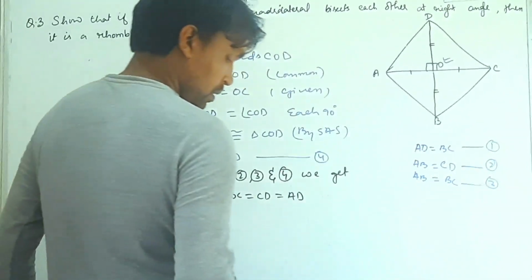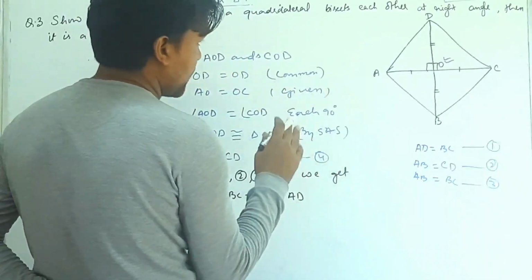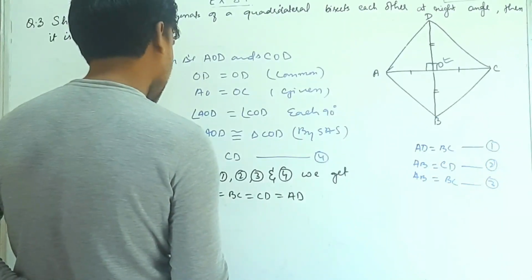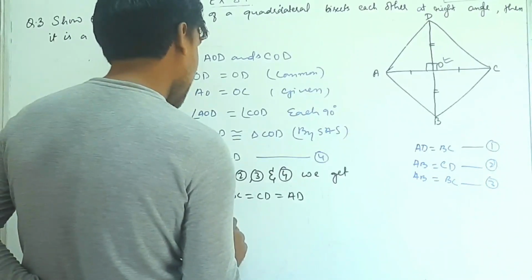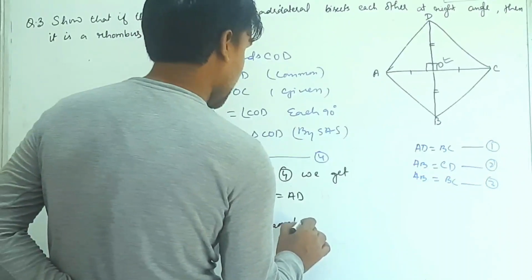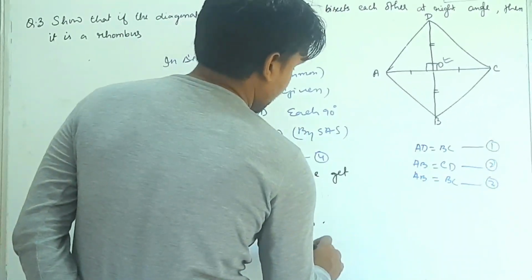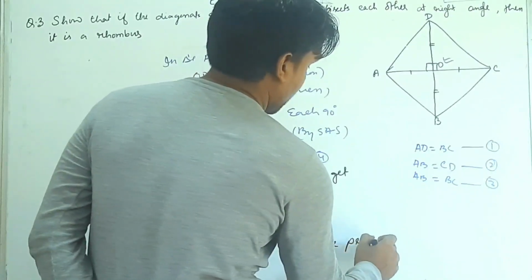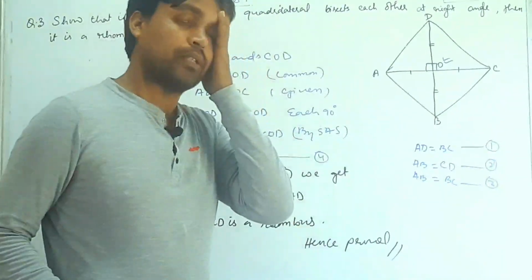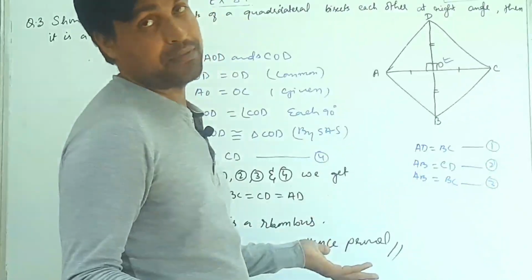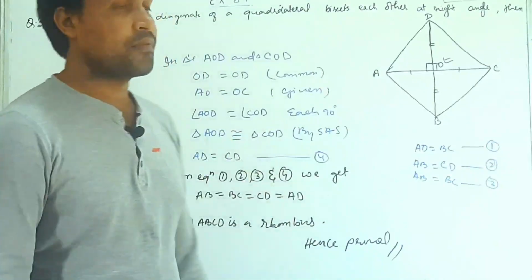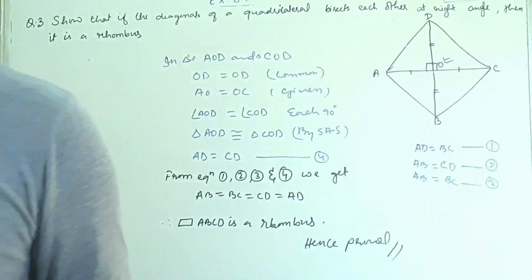So all the sides are equal, therefore quadrilateral ABCD is a rhombus, hence proved. Okay dear students, it is a little lengthy question, but the solution is very simple. You have to understand the concept and then it is very simple, no need to worry. It is a little lengthy but very simple question. So all of you can pause the video and take down the solutions.